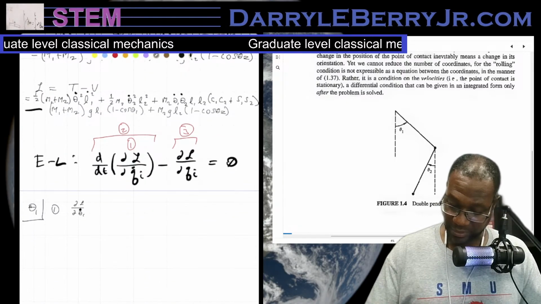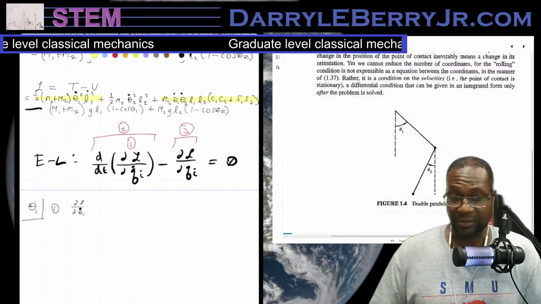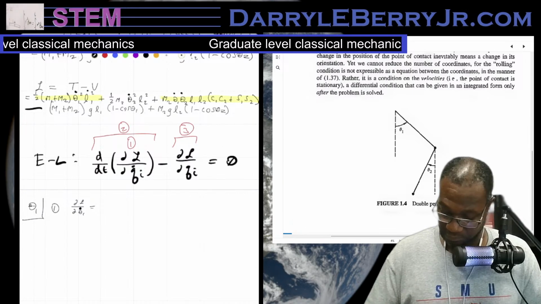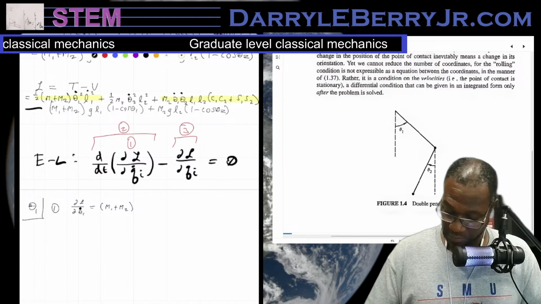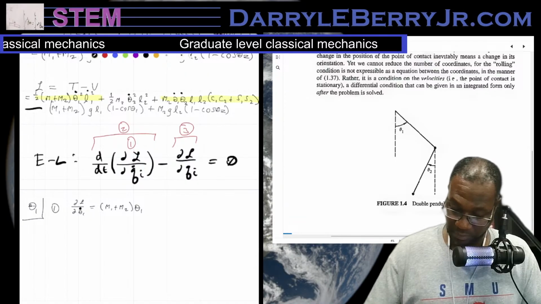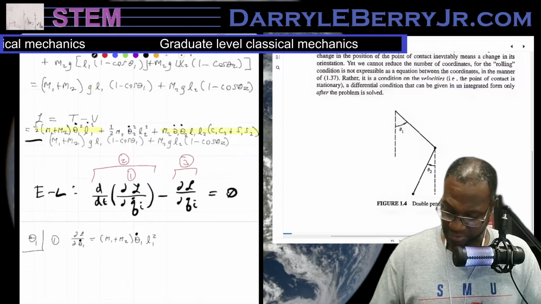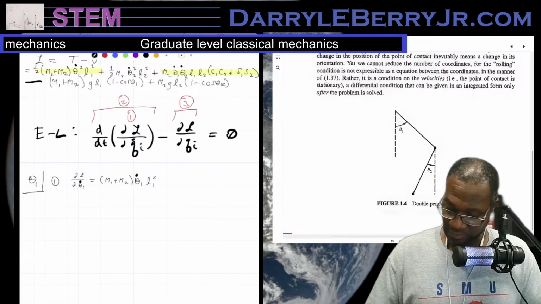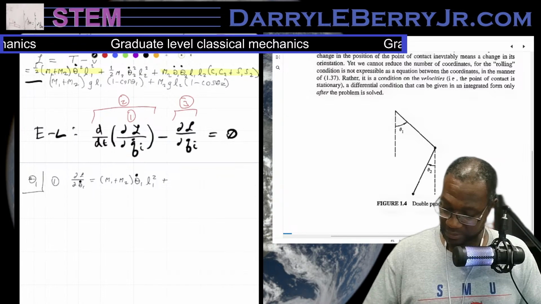So I see two of these things with theta 1 dot, this and this. So I have to take the derivative of those two. So we have (M1 plus M2) theta 1 dot L1 squared. Did I put a dot over my L by mistake? Yeah, this is a copy from earlier. We have that plus, so theta 1 dot is just what it is.